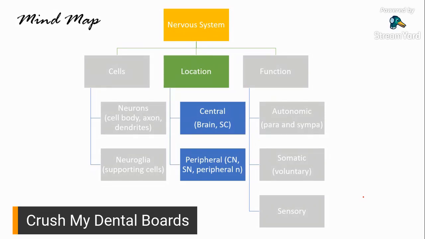The nervous system can also be classified according to location, and we know that. You have your central nervous system and we have your peripheral nervous system. The central nervous system is actually just composed of your brain and your spinal cord. The peripheral nervous system is composed of your cranial nerves, your spinal nerves, and your other peripheral nerves.